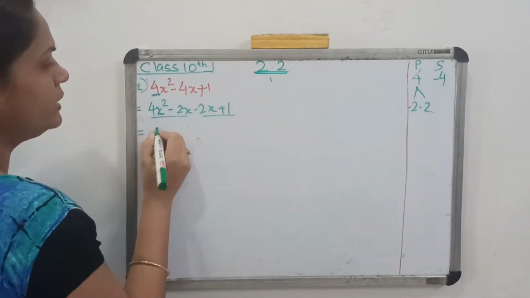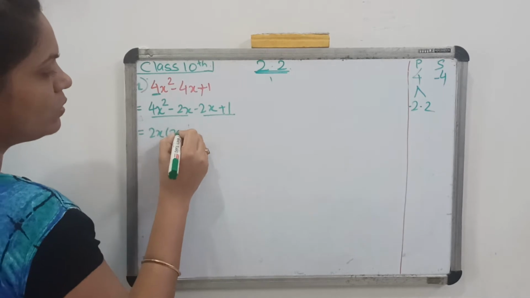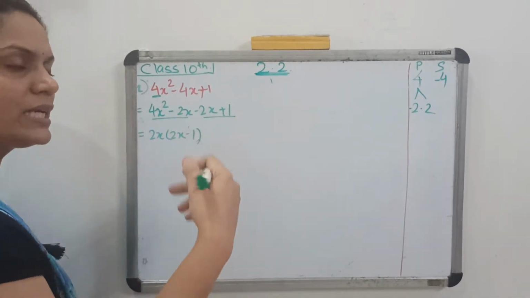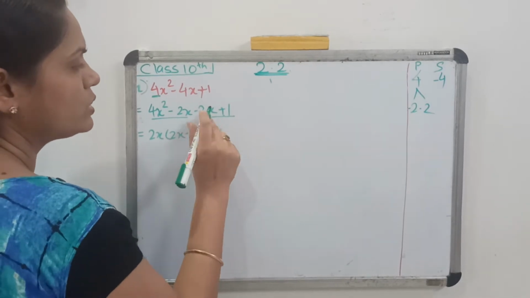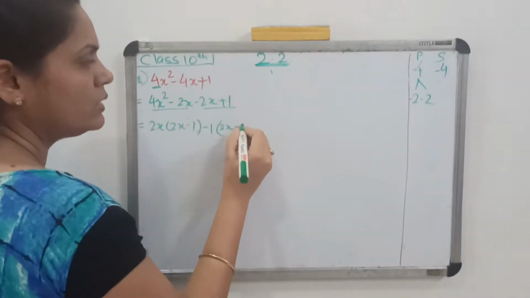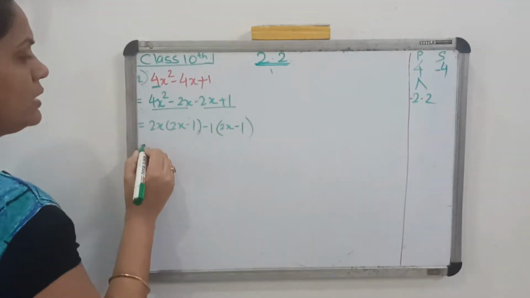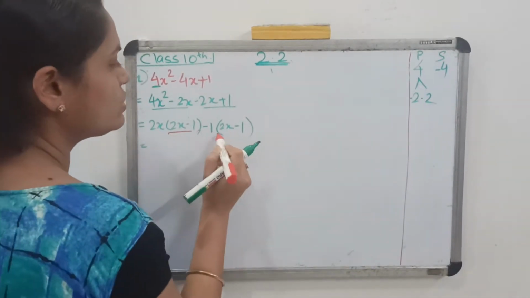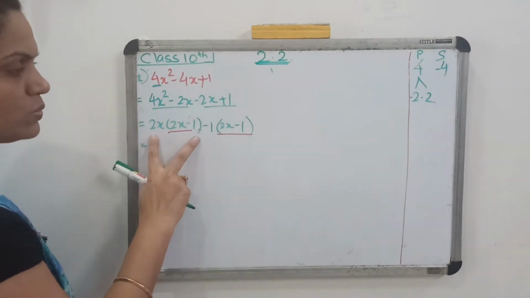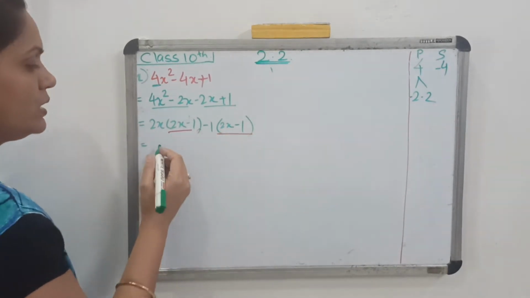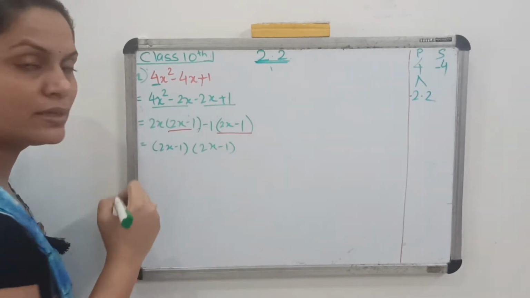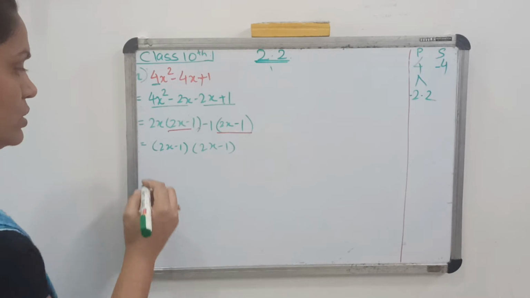Taking out common 2x, what remains? 2x minus 1. In the second two terms nothing is common, so we can take out minus 1. So 2x minus 1 remains. Now again 2x minus 1 is common in both terms. There are two terms, this is one term, this is the second term. So 2x minus 1 and 2x minus 1.